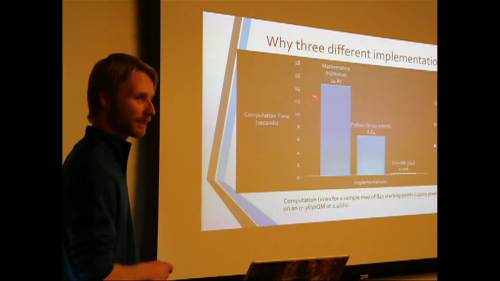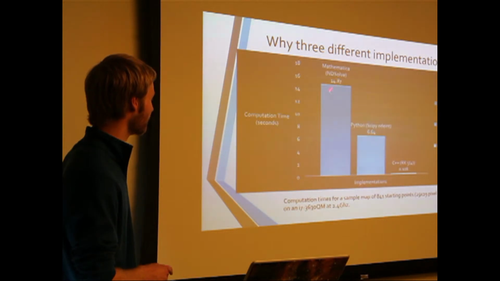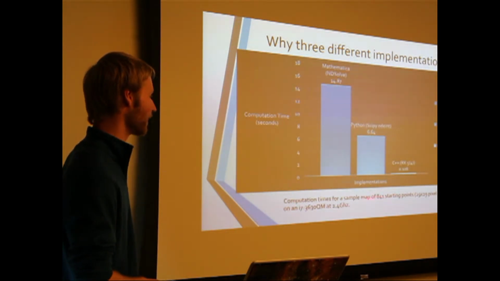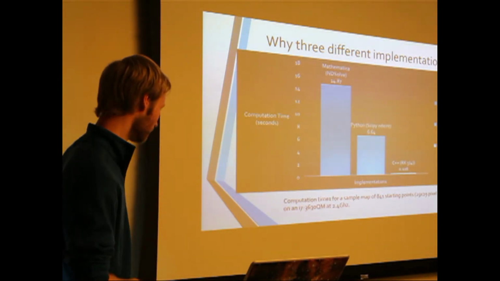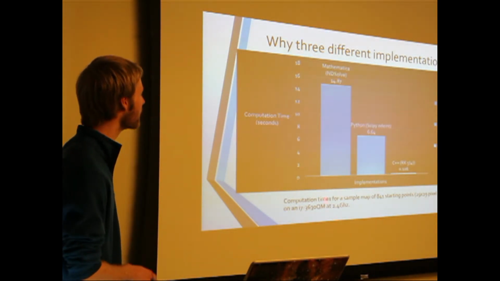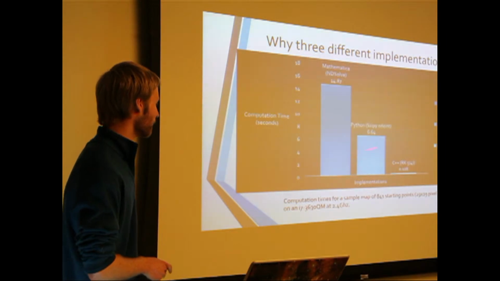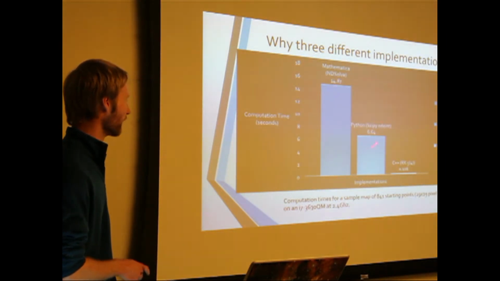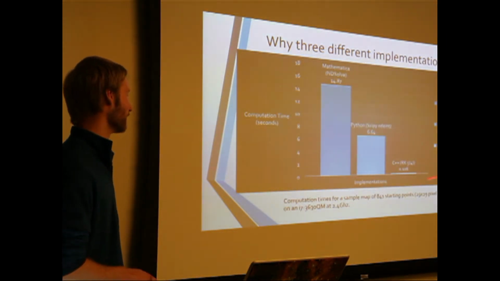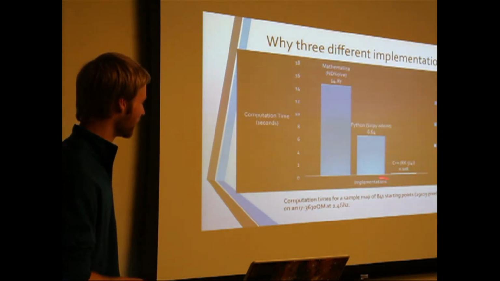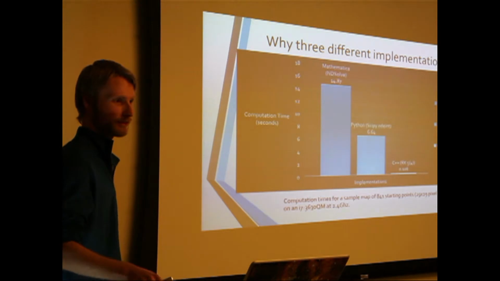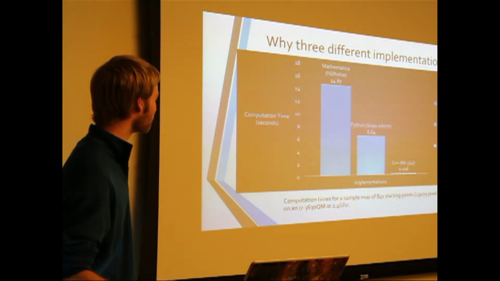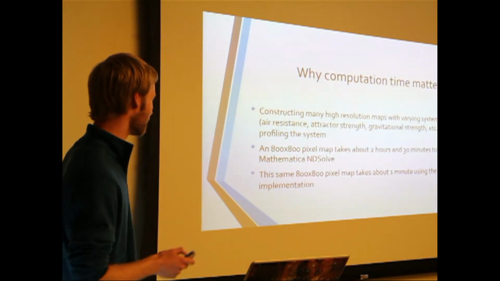For the Mathematica method that we implemented in 381, it takes about 15 seconds to do a sample map that's 841 starting points, which would be a 29 by 29 pixel image. And this is on an i7 laptop machine. Next, the implementation in Python takes about half that time. And finally, with the C++ method, we're able to get about a tenth of a second. So it's about 150 times faster for generating these plots.